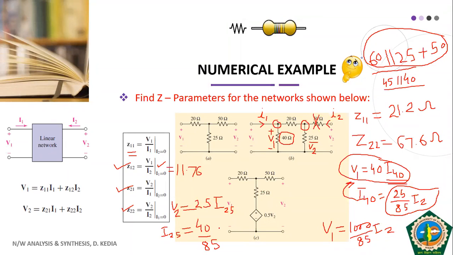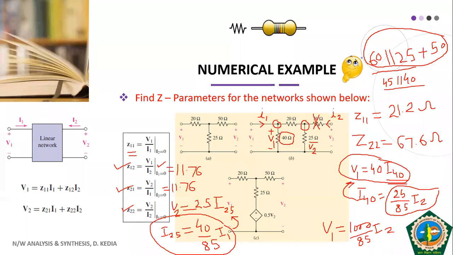Okay, and into I1. So your I2 is 40 by 85 into I1. So what do you do? You substitute this value of I2 here and you find out V2 upon I1, that is Z21, and you will get the same value, that is 11.76.